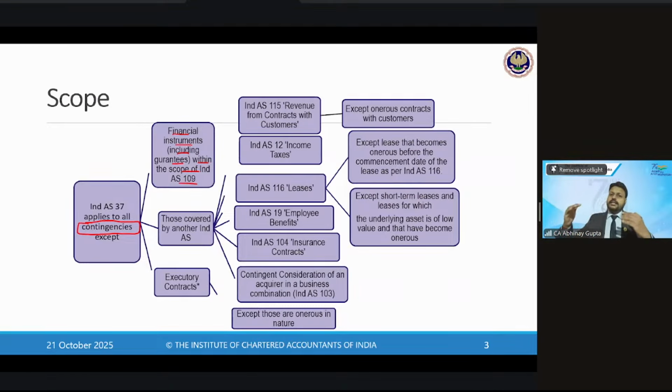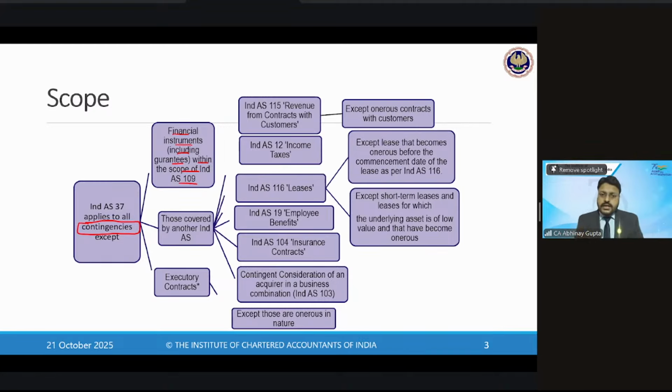So there is a contingency, right? But this contingency is not within the scope of Ind AS 37. Why? Because there is an altogether separate standard, Ind AS 109, which specifically deals with this particular contingency, right? Because Ind AS 109 has explicit accounting guidelines, explicit disclosure guidelines, explicit measurement guidelines.